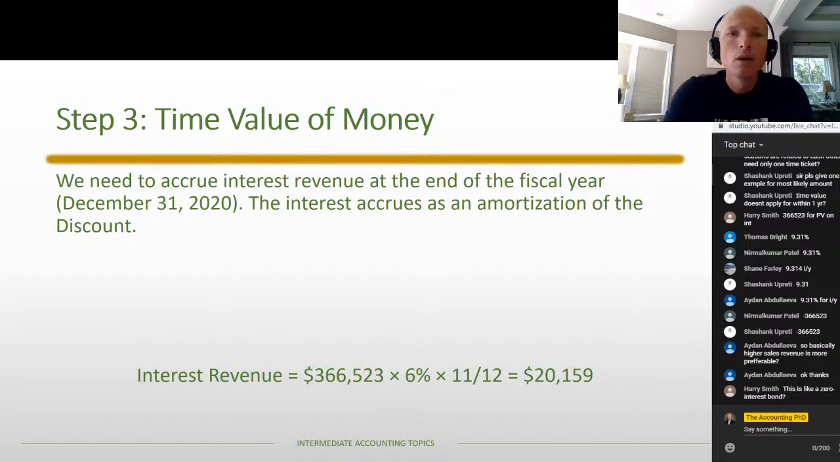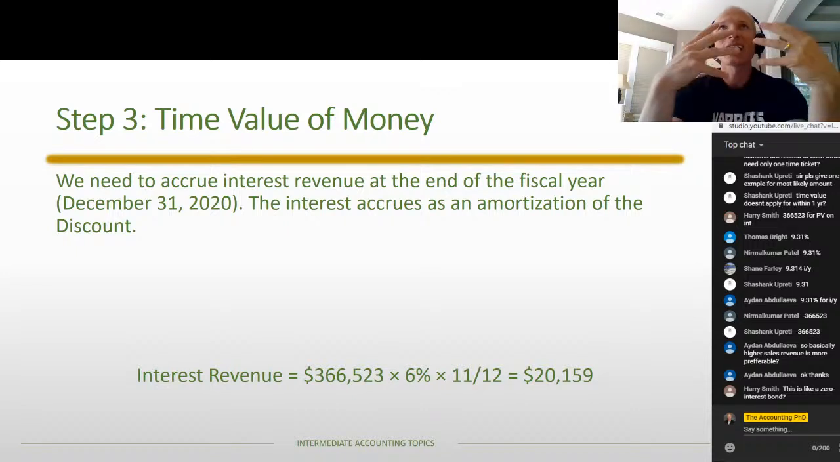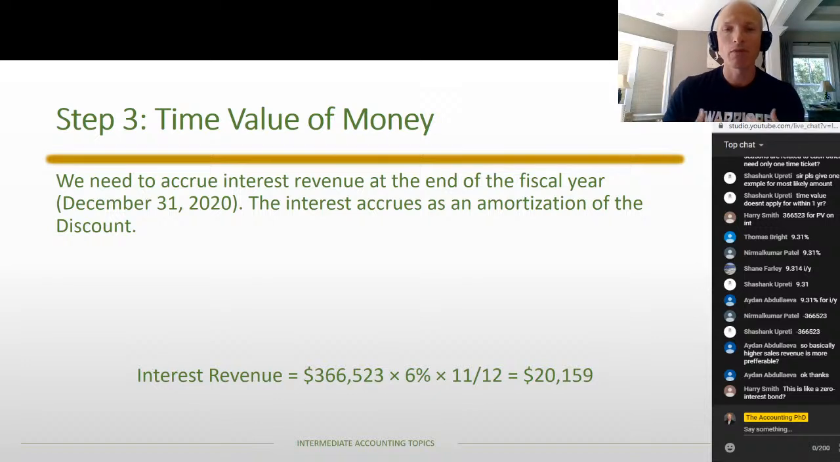Yep. All right, so now we come to our fiscal year end. Really nothing happens immediately. Nothing economically happens until we pay this note or receive payment for the note. However, we have a fiscal year end, and at that fiscal year end, we need to recognize the fact that we've been earning interest revenue over the last 11 months. The way that we calculate that is we take that initial carrying value of $366,523, which is the present value, apply the discount rate of 6%, and then accrue that interest for 11/12.